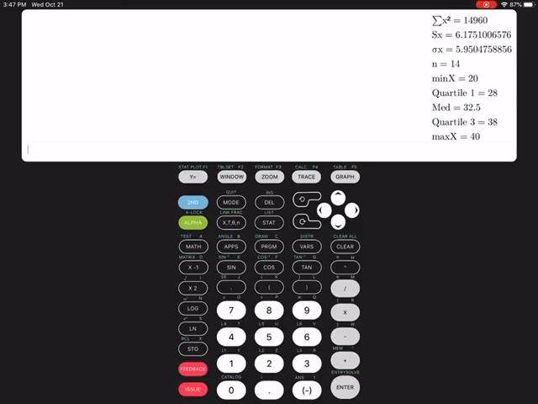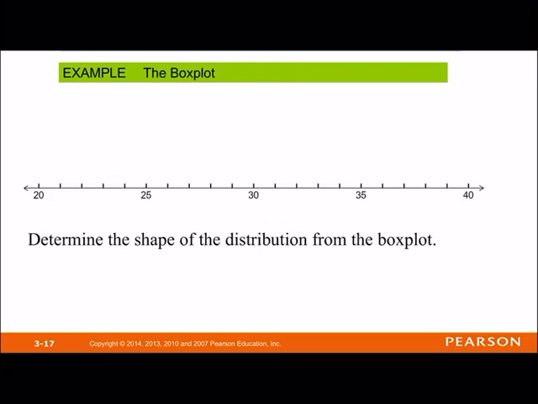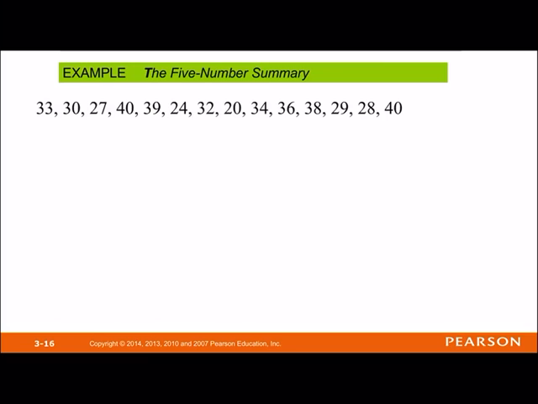So I'm going to go back into the PowerPoint and hit my next slide. There was my data, and I thought I had my values on here, but I don't. Let me write them on here for you. From the calculator, your minimum value was a 20. Q1 was 28. Your median is 32.5. And if you go back to the last section, you'll see we got these same exact data values. Q3 is 38, and your maximum is 40.